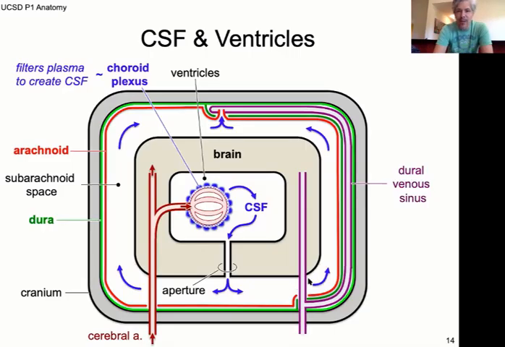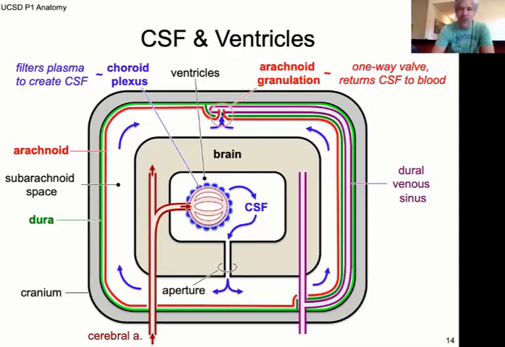It circulates around the brain, and eventually, after washing over the brain and supporting and cushioning it, it can find its way to a little one-way valve here. This is called an arachnoid granulation. The arachnoid granulation is a little one-way valve that allows CSF, having come from the bloodstream, to return to the bloodstream via a cerebral vein or a dural venous sinus.